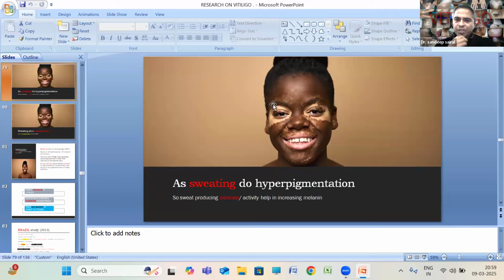So I will advise, whatever medicines you are giving to your patients, you can give, but just advise them side by side. They should do sweat producing exercises and activities that will stimulate the melanocyte stem cell sources and help them to repigment their vitiligo patches. They need to do sweat producing exercises and activities on a regular basis to help themselves.